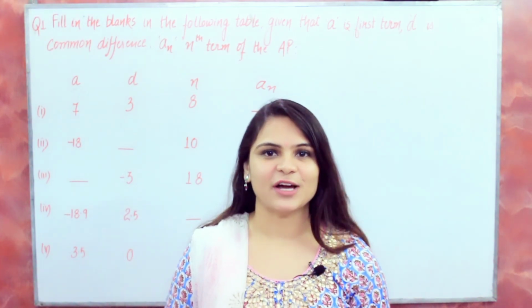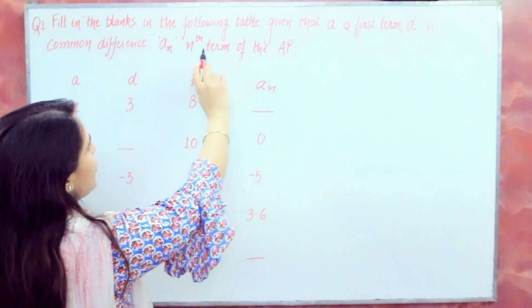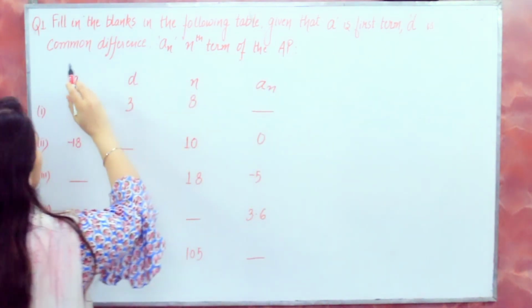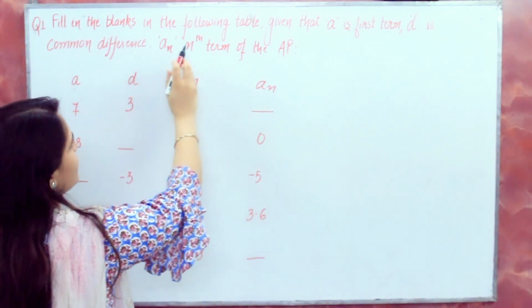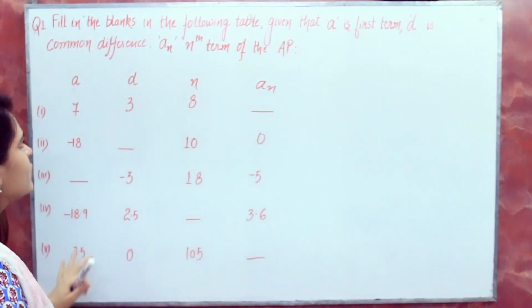So let's start with our question number 1. Fill in the blanks in the following table given that A is the first term, D is the common difference, AN is the nth term of the AP. So these are the 5 parts of this question.